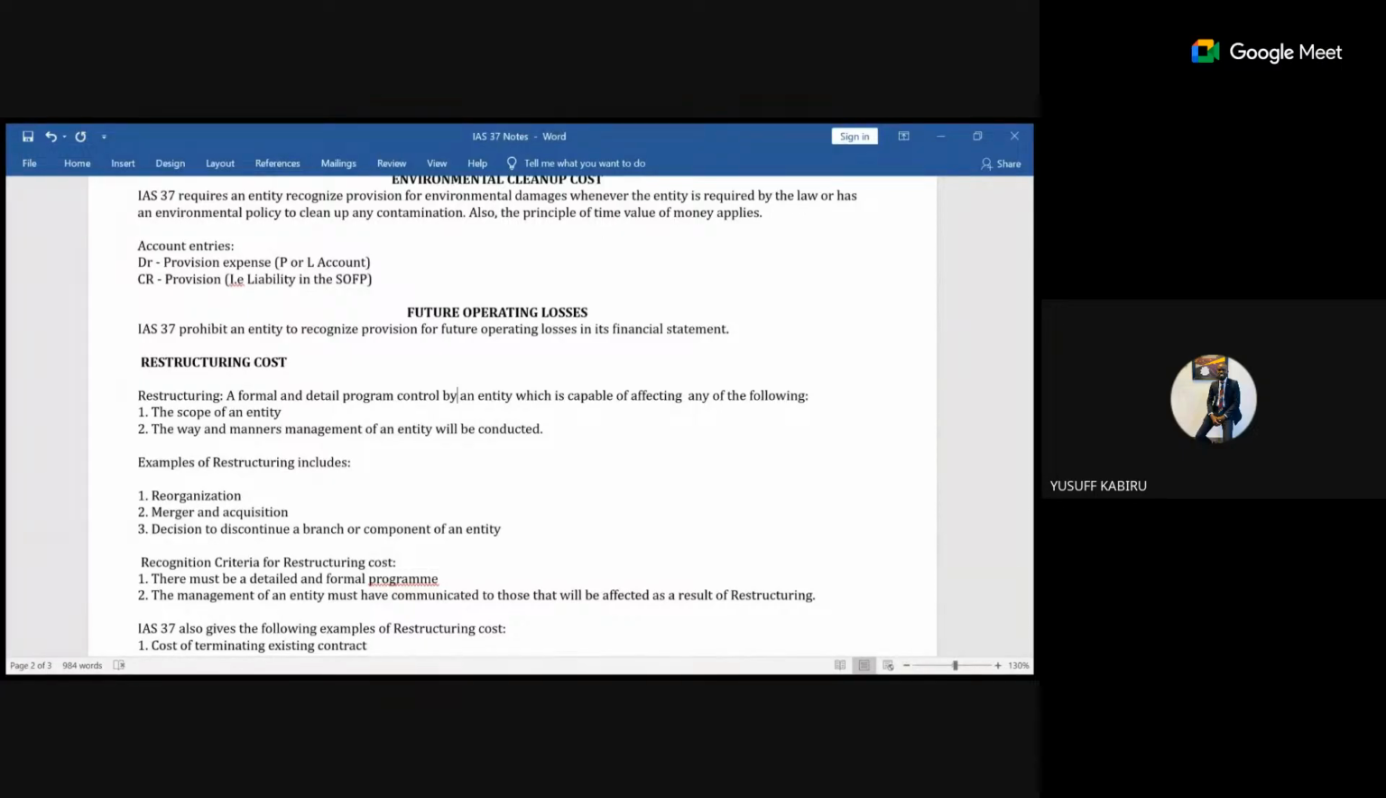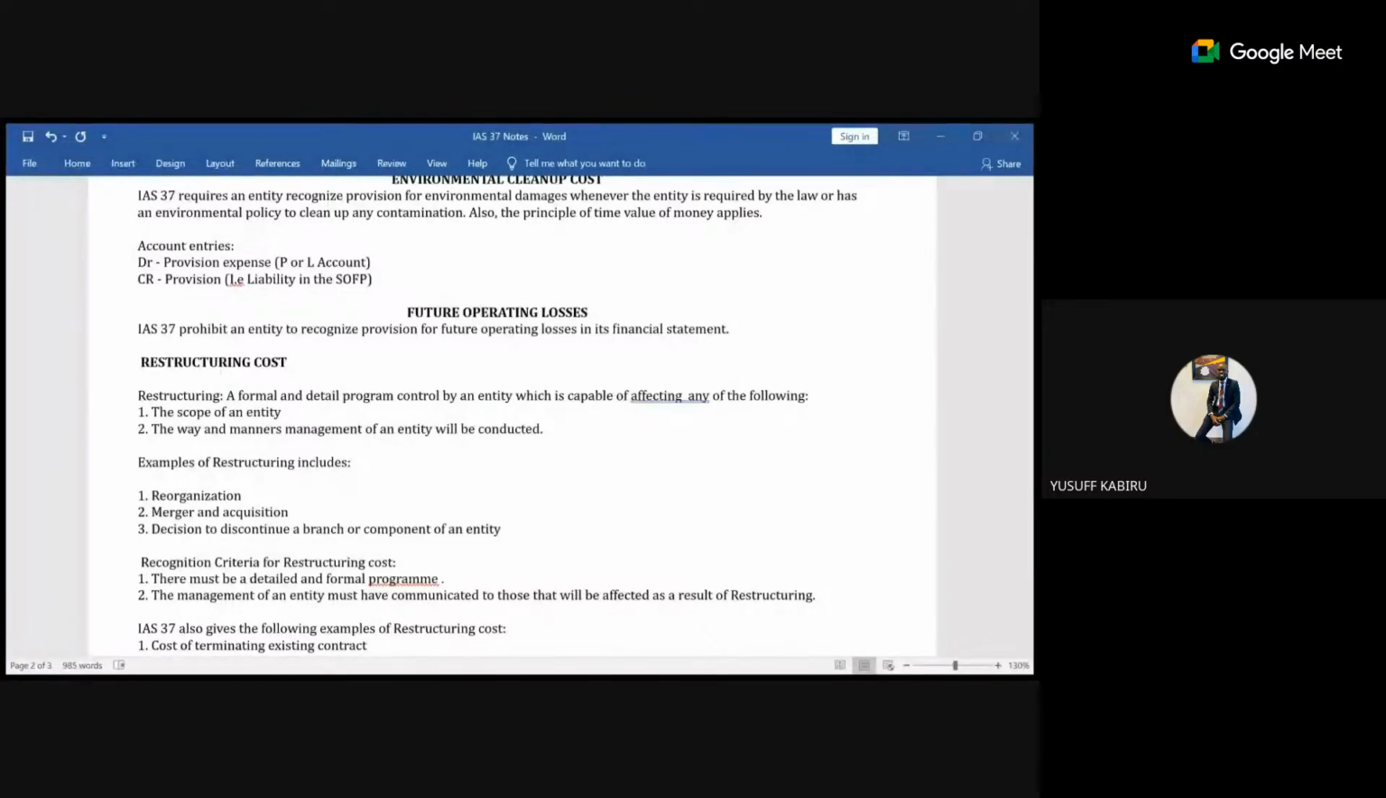So another example is the decision to discontinue a branch or a component. When you want to discontinue a branch, you are going to embark on so many activities. Some people are going to go, you are going to sell some assets. So that is restructuring. Now, restructuring is an example of provision. Restructuring cost is a huge example of provision that is very, very clear.